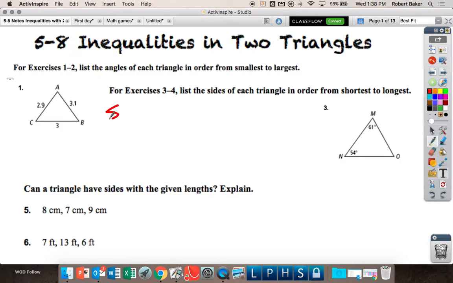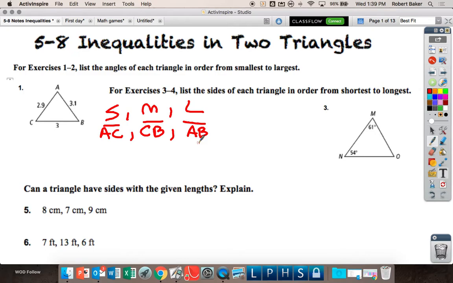So small, medium, large. What is the easiest thing to identify first? Side. So what is the smallest side? AC. What is the medium side? CB. And what is the largest side? AB. I think that's not too terrible. Is there anybody that has any questions about how we do that or why we do that?